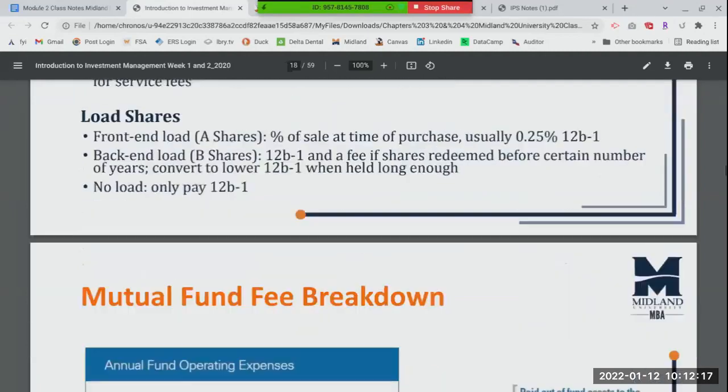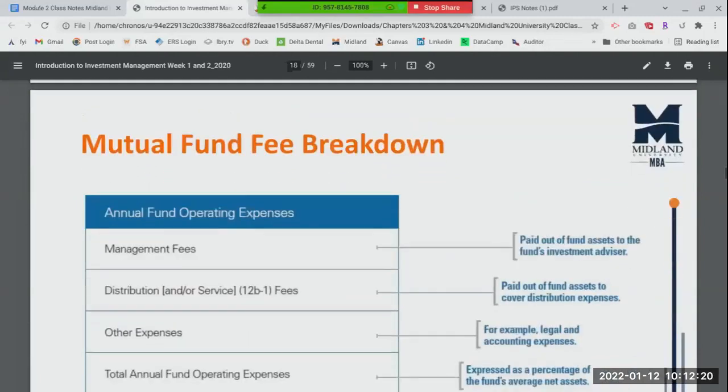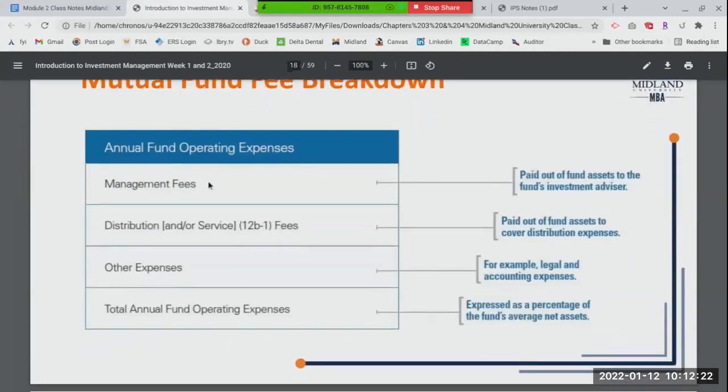So, just as a breakdown, there are management fees paid out of fund assets to the fund's investment advisor. There's distribution fees. These are paid out of the fund's assets to cover distribution expenses. There's other expenses, for example, legal and accounting expenses. Then there's total annual fund operating expenses. So what I want you to take from this is that paying attention to the fees that you're paying inside of a fund is very important.